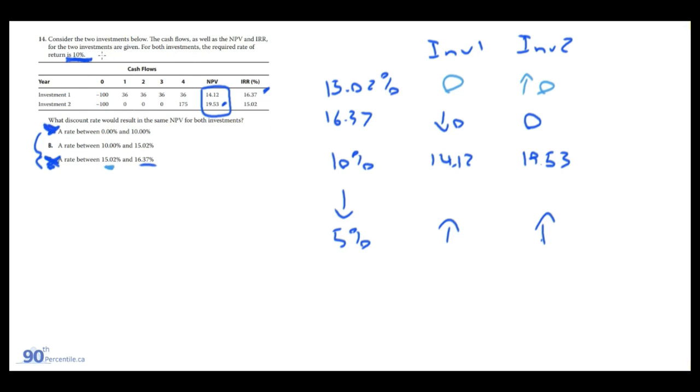The answer is going to be somewhere in between the 10% and the IRR of this calc. The curriculum actually gives you the number of like 13% in the answers that makes these NPVs equal, but obviously that's outside the scope of that question. You could have just figured it out using the logic that I showed here.